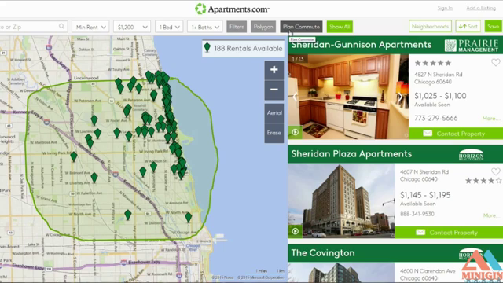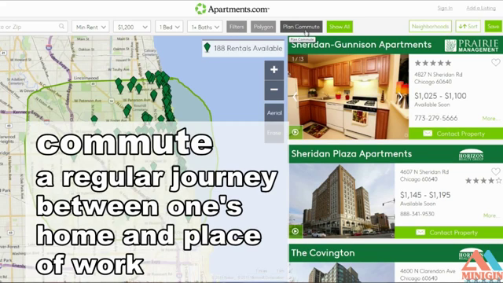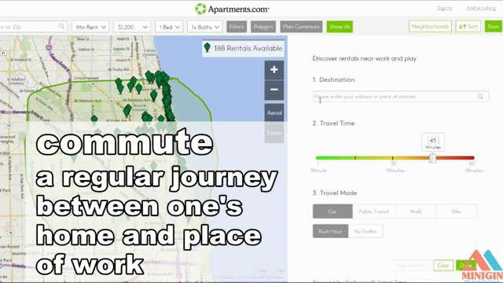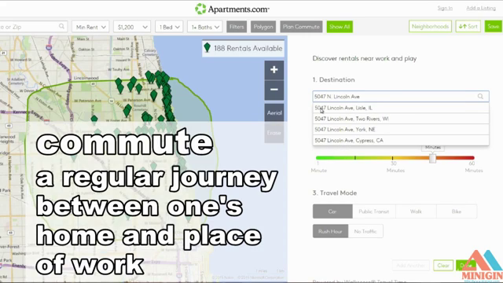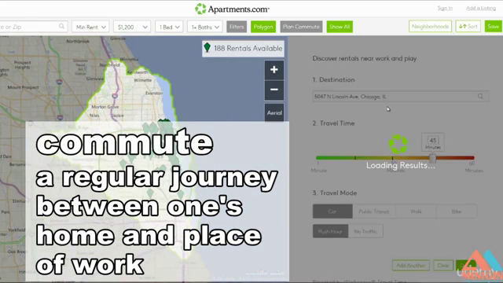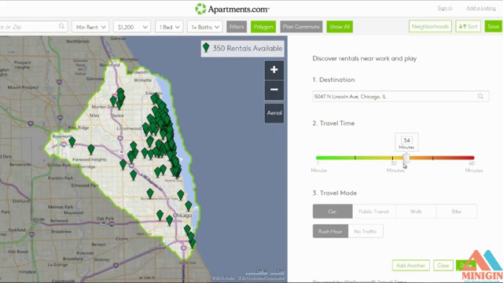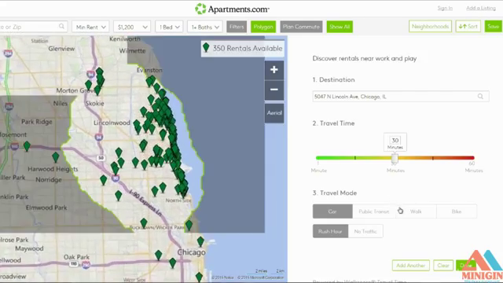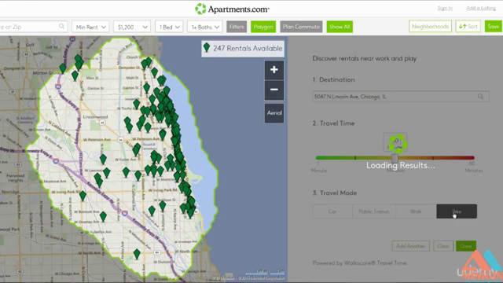Now, if we'd want to even narrow it down further, we could plan our commute. So say that I know that I'm going to work at a certain place in Chicago. And say my address is 5047 North Lincoln Avenue in Chicago. That's the place where I'm going to work. I will narrow my travel time to 30 minutes by bicycle. Say I plan to ride a bicycle.